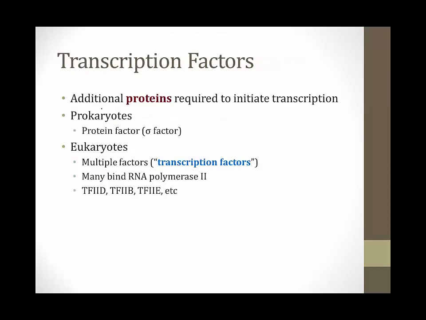Back to our discussion of transcription, I mentioned before that transcription factors are proteins that are required by RNA polymerase in order to initiate transcription. In prokaryotes or bacteria, there is a single transcription factor called sigma factor. Eukaryotes have multiple different transcription factors. Many of these bind to RNA polymerase 2, the RNA polymerase used to synthesize messenger RNA, and they have names that begin with TF for transcription factor like TF2D, TF2B, and TF2E.